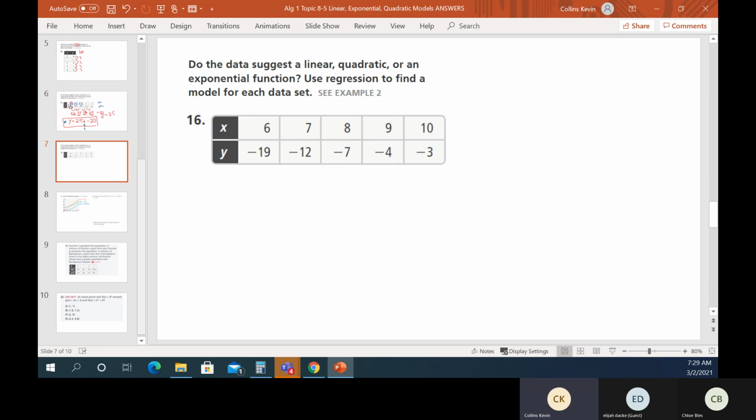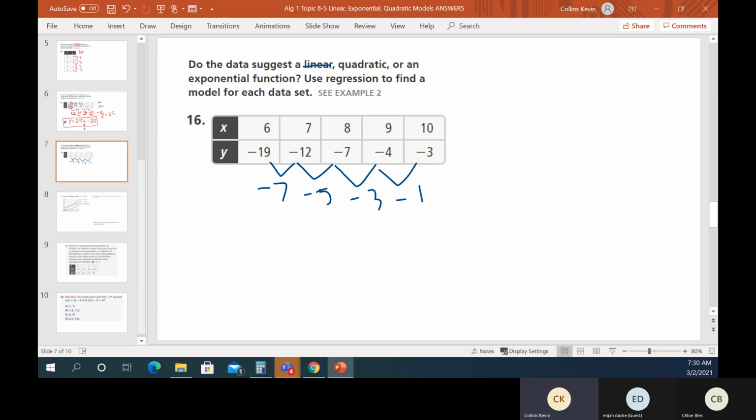Okay, so same deal with this one. Let's see what's going on here. This guy is going down 7. This guy here looks like it's going down 5. This guy here looks like it's going down 3. This guy is just going down 1. So it's definitely not linear, right?